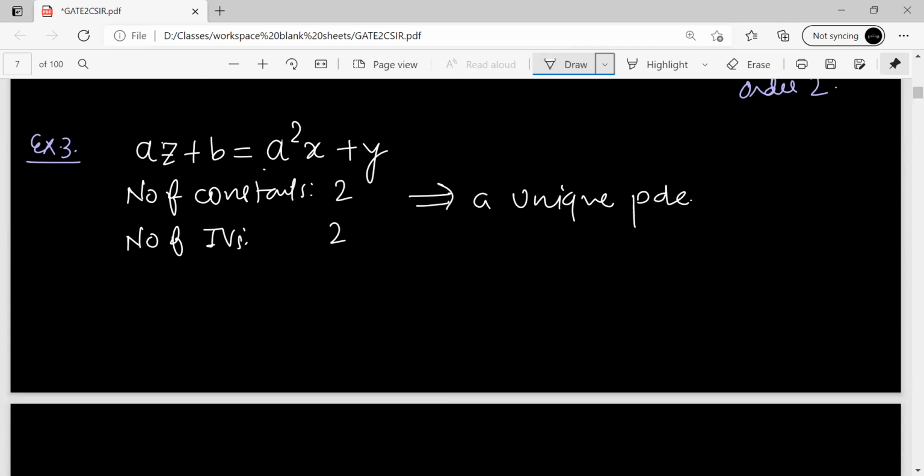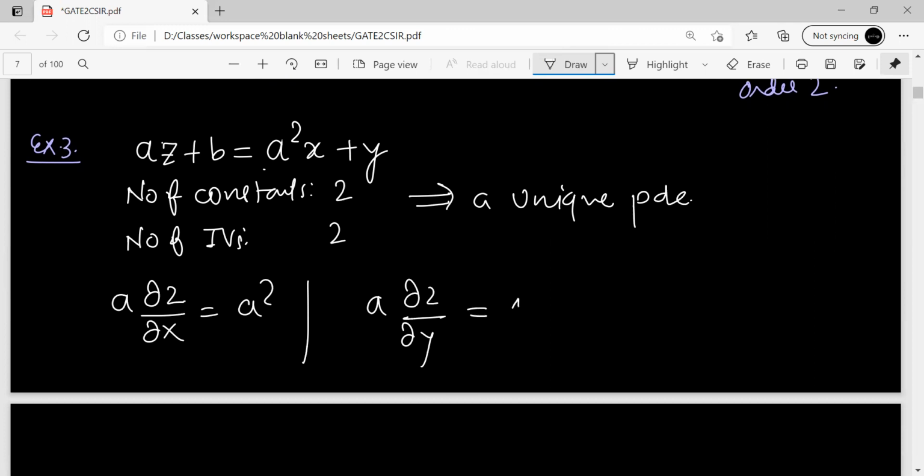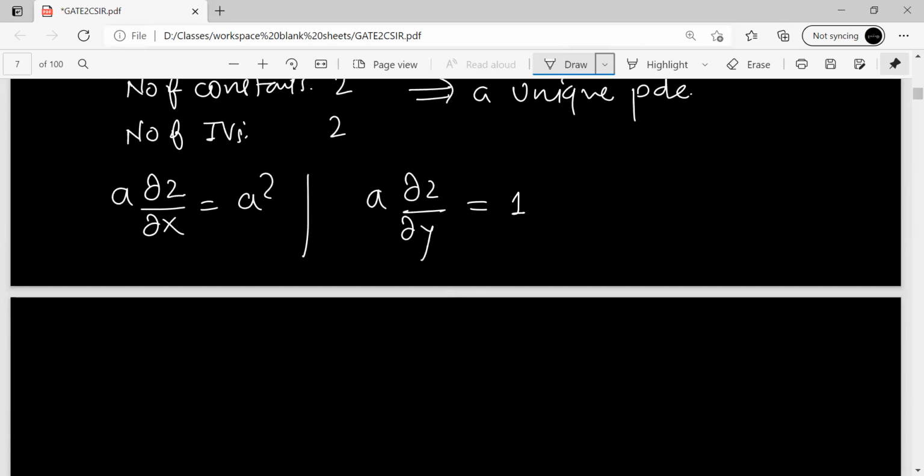Okay, so let's differentiate. So del C over del x will be equal to a, this is 0, and then you have here a square, simply. Now, just keep it here. I'll differentiate this with respect to y as well. So I'll get del C over del y equals to, this will be cancelled, this will be cancelled, this will be simply 1. Alright.